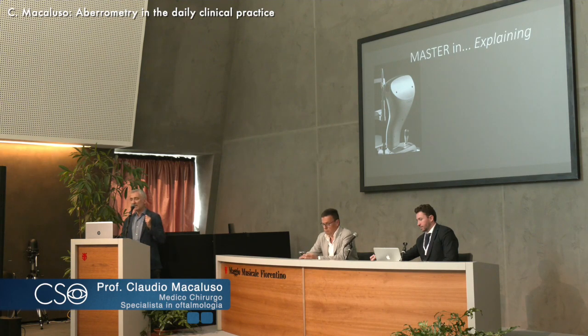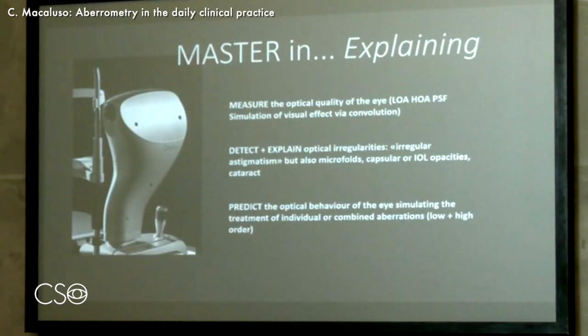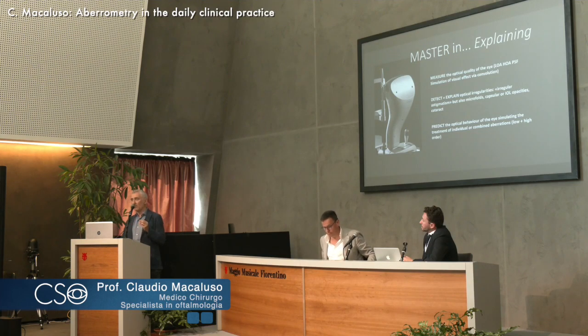But for me, as a clinician, it is really a master in explaining things, in explaining the optics of the eye of the patient that I have in front of me. Basically, what we can do is measure the optical quality of the eye. We can measure the separate low-order aberrations, quantify them, and the higher-order aberrations, then reconstruct a model of how the eye works optically with the PSF, the point spread function, which we are going to see, and most of you are probably familiar with it. And then via convolution of this information, we can simulate the visual effect, for example, on an optotype.